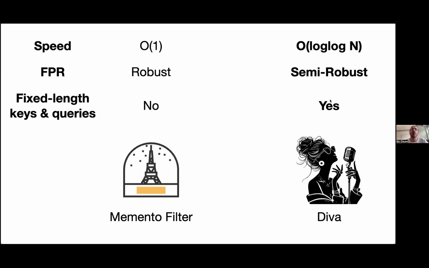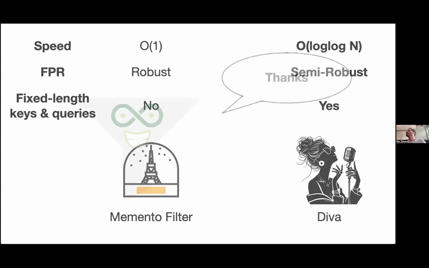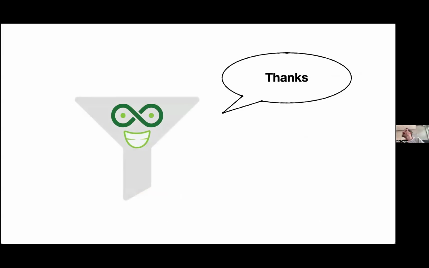So the problem of range filtering is more difficult, as I hope you can see here. But there are interesting trade-offs and things to explore in this space. And actually, interestingly, all of our work on expandable filters combines really nicely with these. So Memento filter and Diva are both also expandable by drawing from all the techniques that I talked about in this presentation. Okay. So I think that's it.